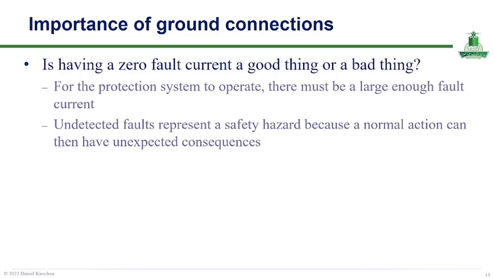This creates a hidden and dangerous situation where what appears to be normal operation can suddenly lead to severe consequences such as equipment damage or safety hazards when another event occurs. Therefore, proper grounding is essential not only for controlling fault currents but also for ensuring that protection systems can reliably detect and isolate faults.